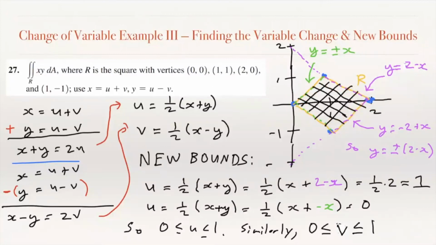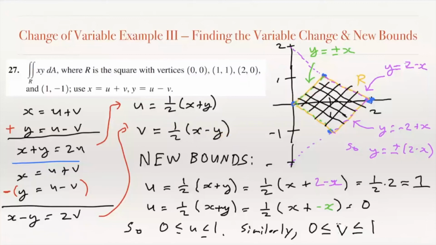But in order to do the substitutions, we need to solve for u and v in terms of x and y. So we are told that x is u plus v, y is u minus v. So we can do elimination and solve for u. So from here, u is (x + y)/2. And similarly, we can do elimination and solve for v. v is (x - y)/2. And now we can substitute in these bounds.